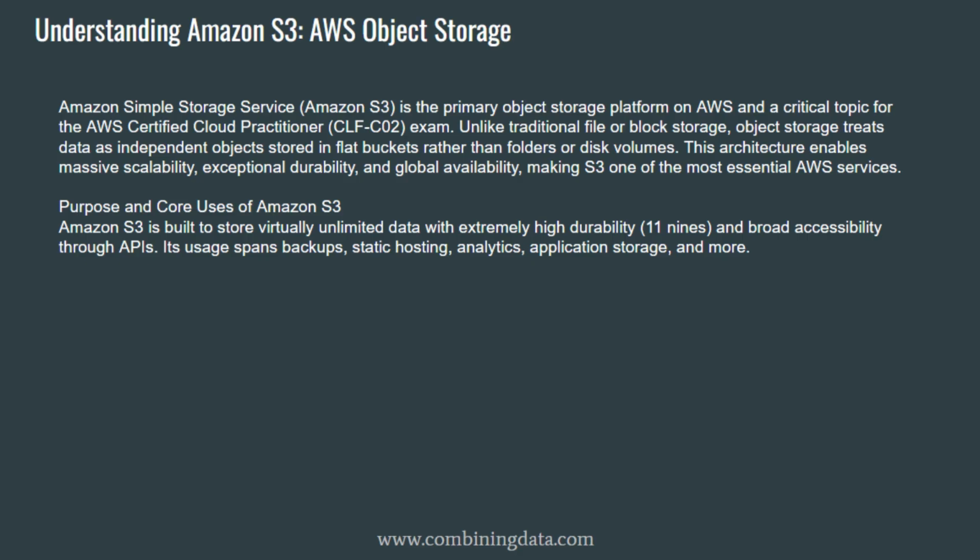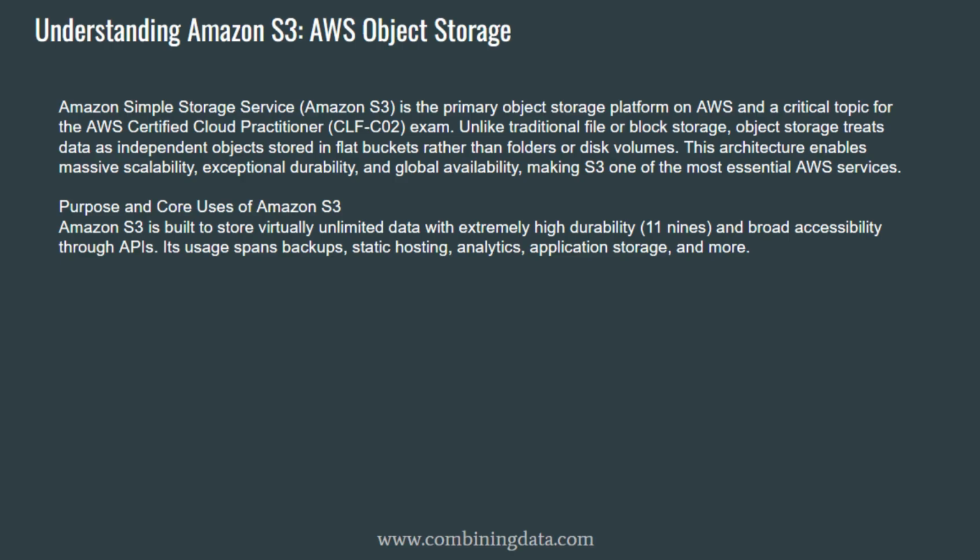To understand Amazon S3, the first thing to remember is that it is object storage, not file storage, and not block storage. Instead of organizing data into folders or disk volumes, S3 stores data as individual objects inside buckets. Each object includes the data itself, metadata, and a unique identifier called a key. This design allows Amazon S3 to scale virtually without limits while providing extremely high durability and availability across multiple AWS facilities.